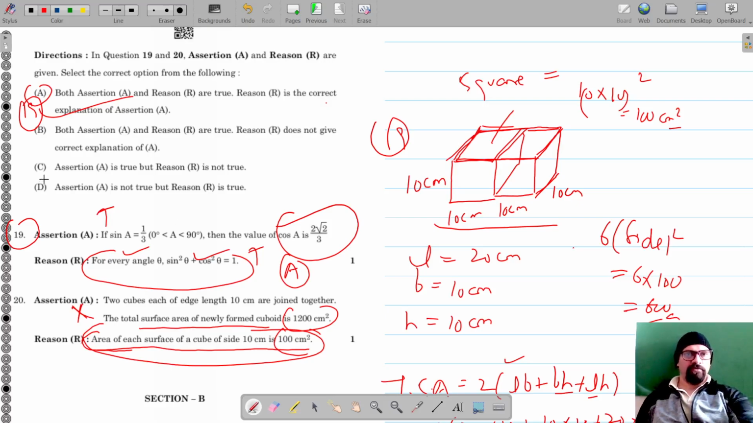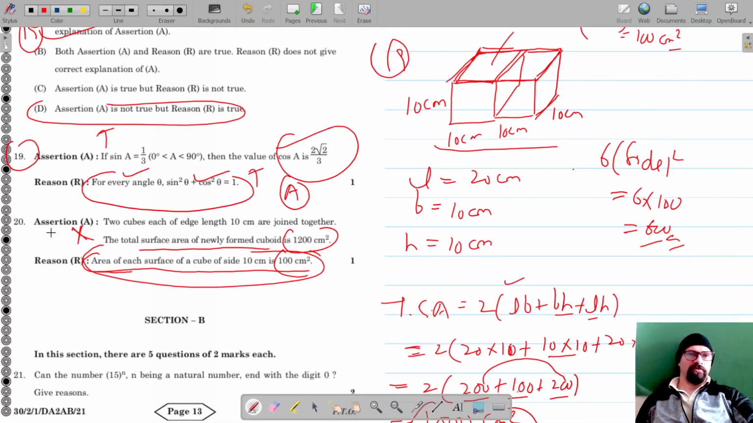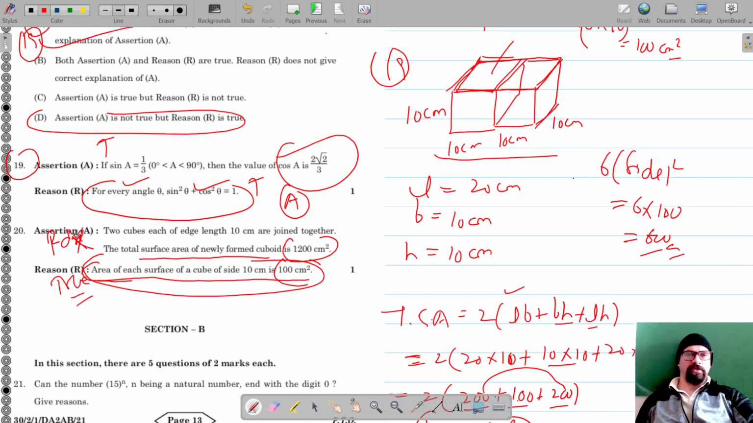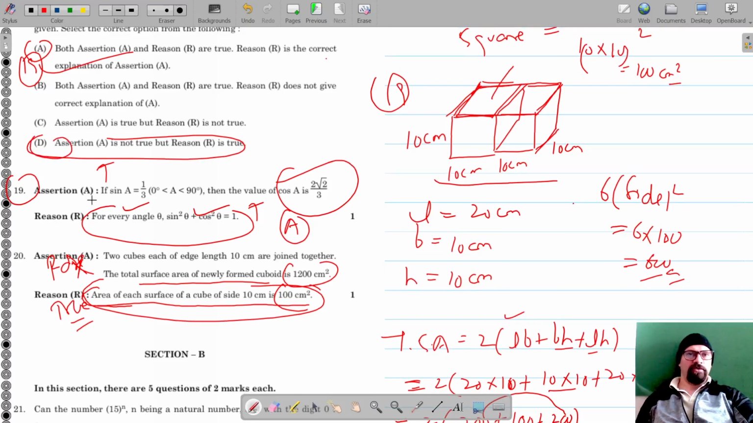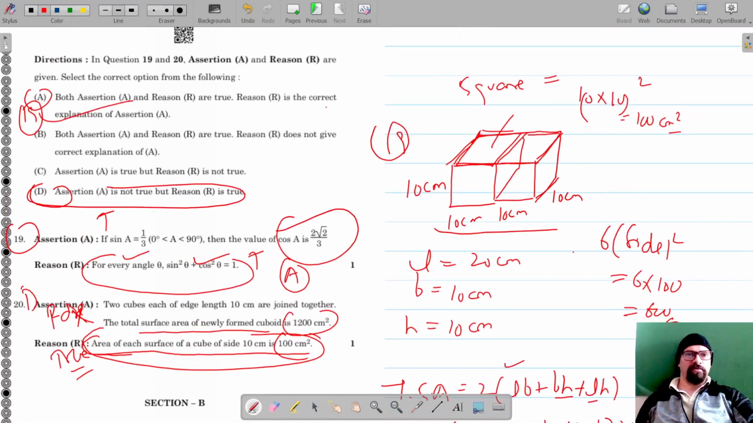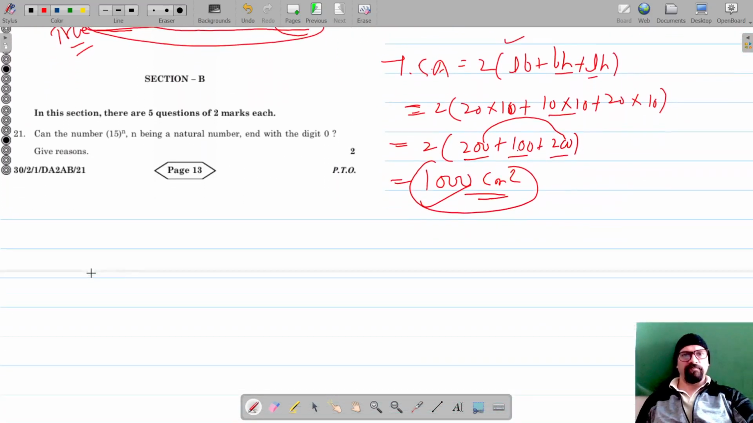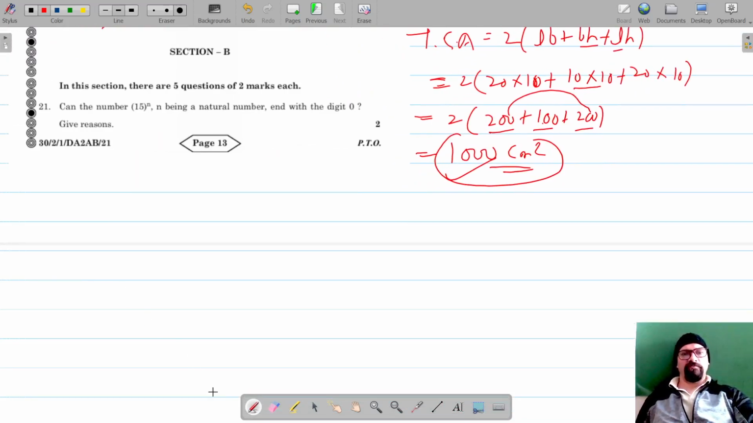From this option, assertion is not true, but reason R is true. So this is false and this is true, which makes us choose option D. So option D is the correct answer for question number 20. Okay, now section B.